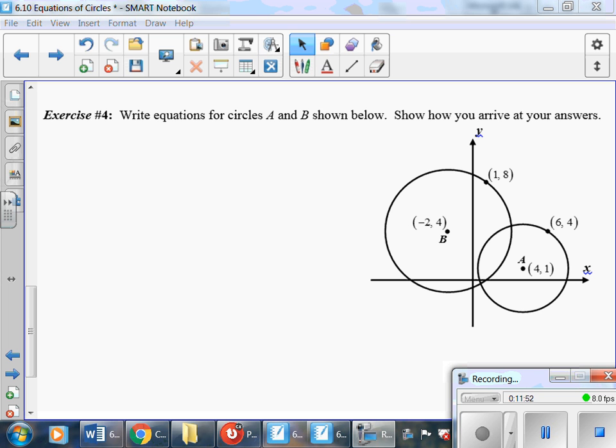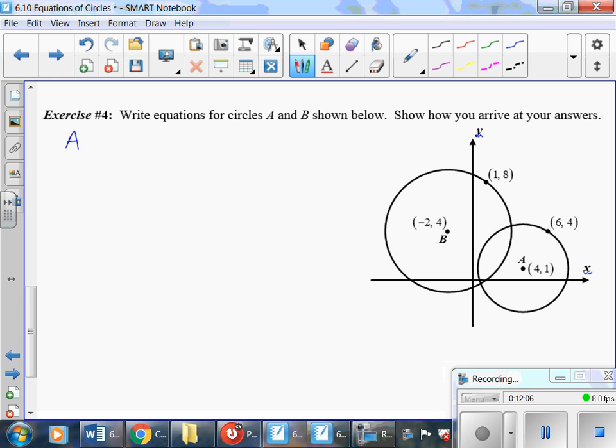Here's our exercise 4. Write equations for circles A and B shown below. Show how you arrived at your answers. So if I take a look at circle A, let's take one circle at a time here. I know in circle A my center is (4, 1), and I know a point on the circle is (6, 4). And I need the radius, so I need r. So how do I find r? By using my distance formula.